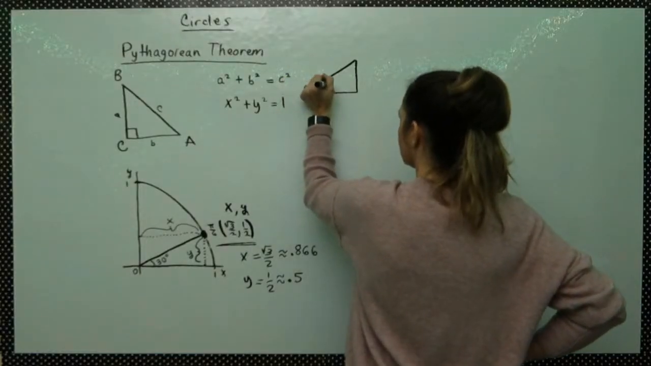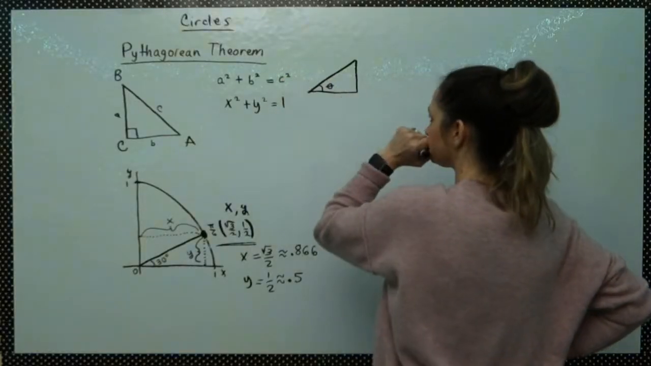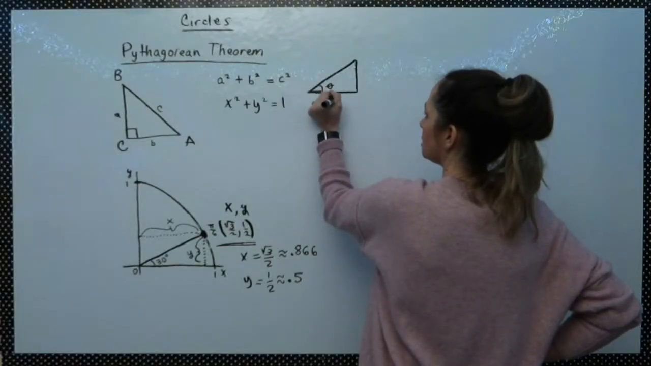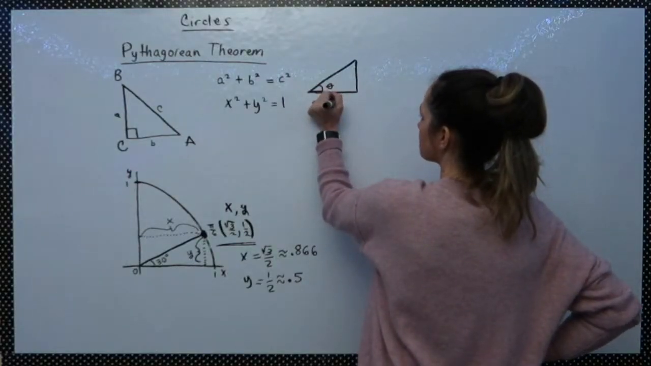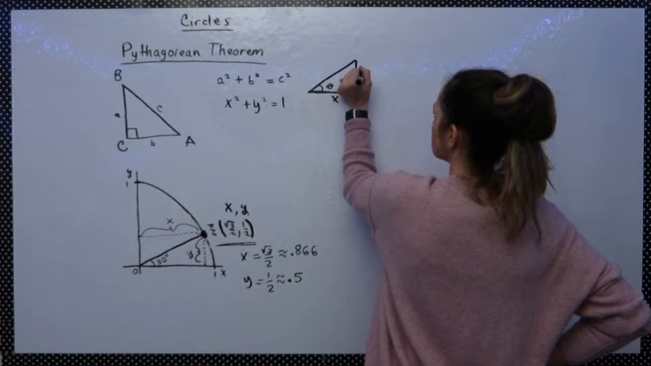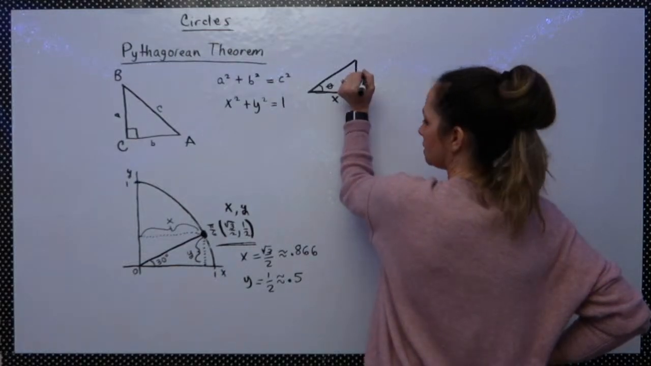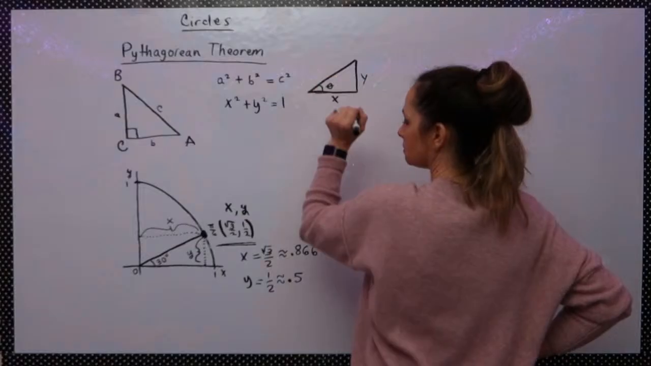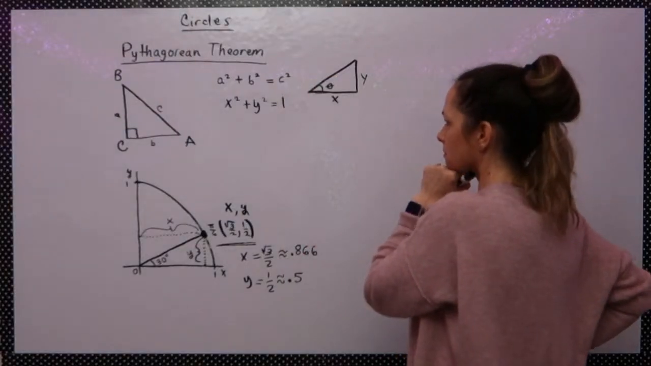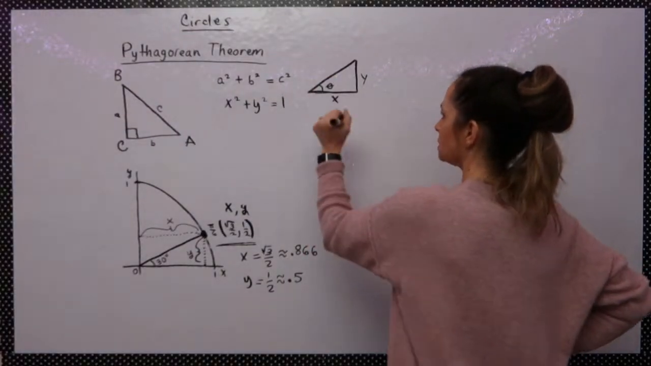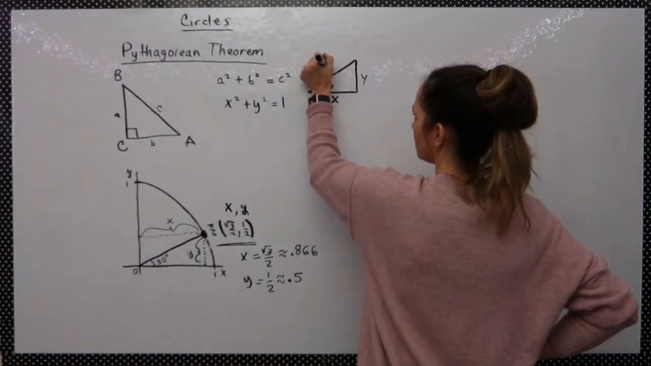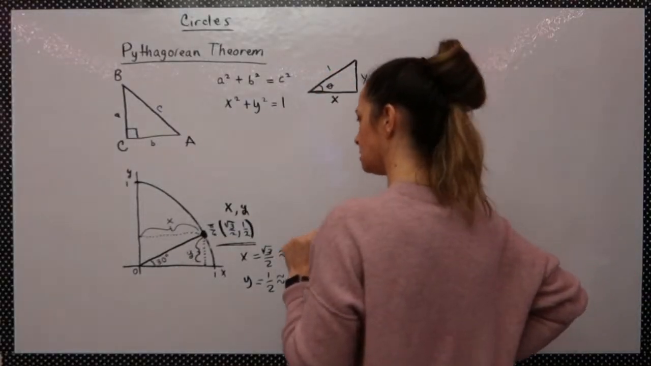And you have theta 30 degrees here. They're saying that this is x and this is y. Then this would be, hang on, this would be, I guess, 1.